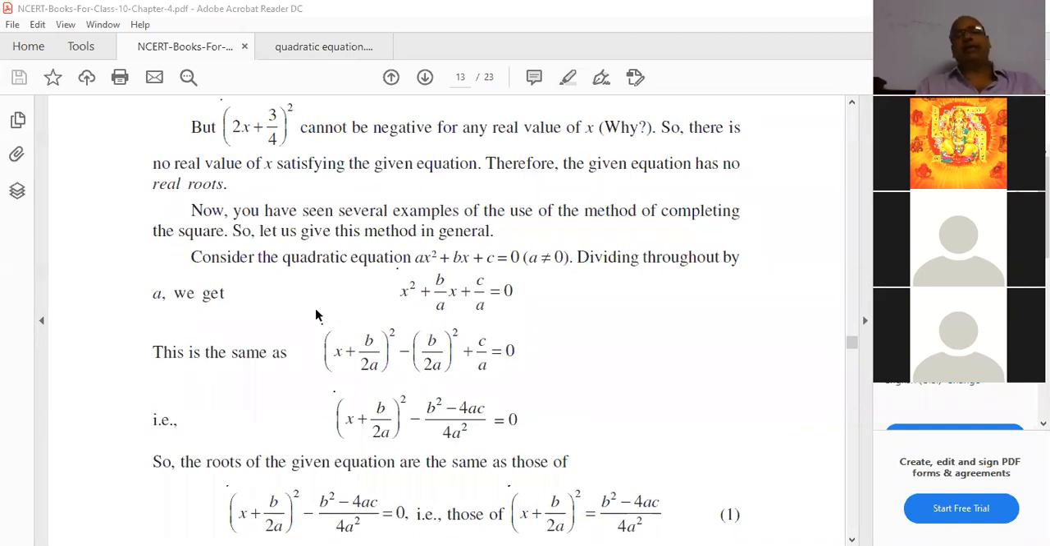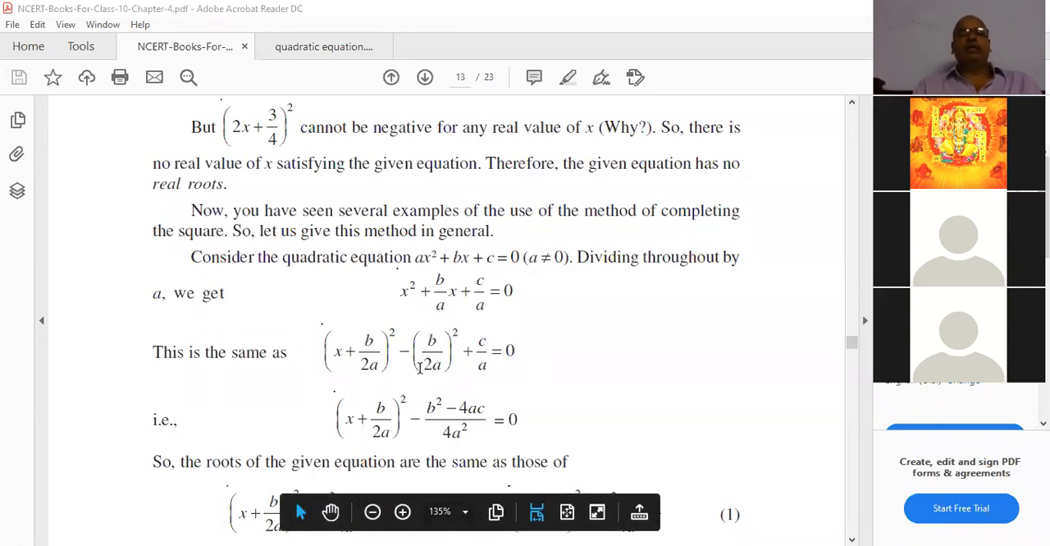x whole square. Once again, take a rough paper and write them. Then only can you understand the next step. x whole square plus 2 of x into B by 2A plus B by 2A whole square minus B by 2A whole square plus C by A equal to 0. Now the first 3 terms, A square plus 2AB plus B square, means A plus B whole square. So you wrote x plus B by 2A whole square minus B by 2A whole square plus C by A equal to 0. Now here we can do LCM.